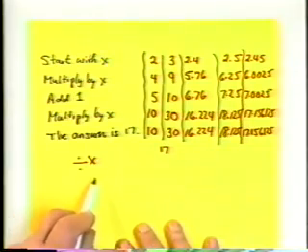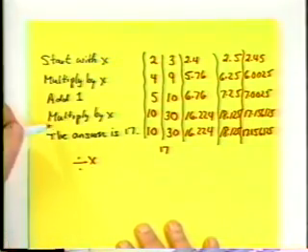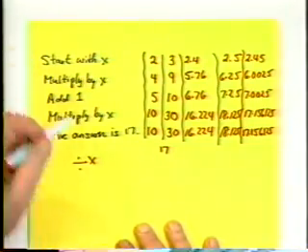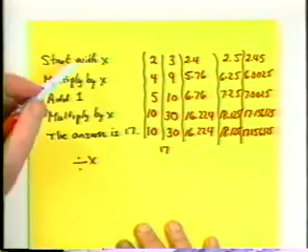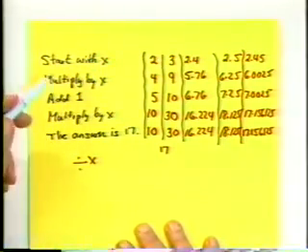What's the problem with this command? What's the problem with dividing by x? The answer is, if we knew what x was, we wouldn't be doing this problem. We're told that the answer is 17. We're being asked to find x. How can I divide by x if I don't know what that is?